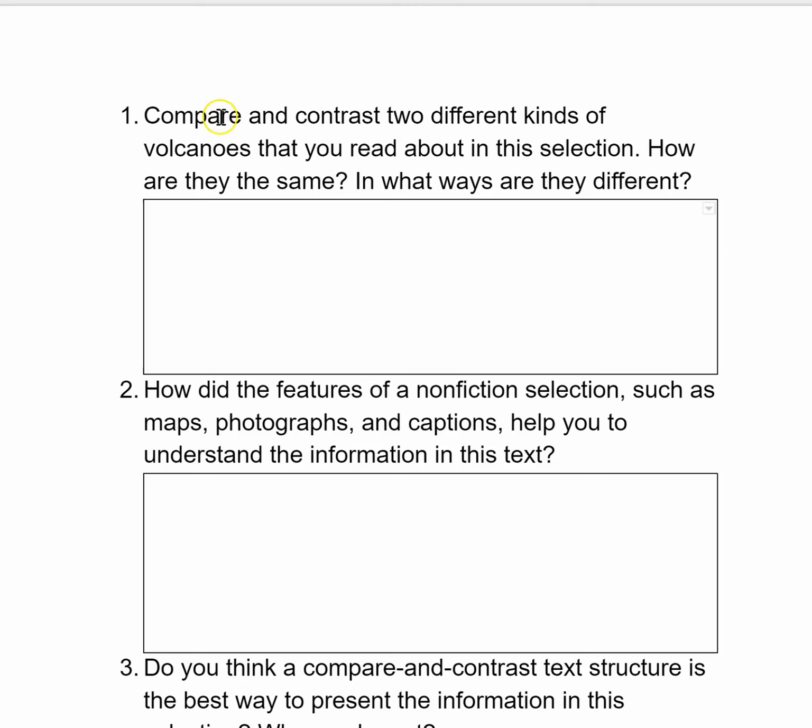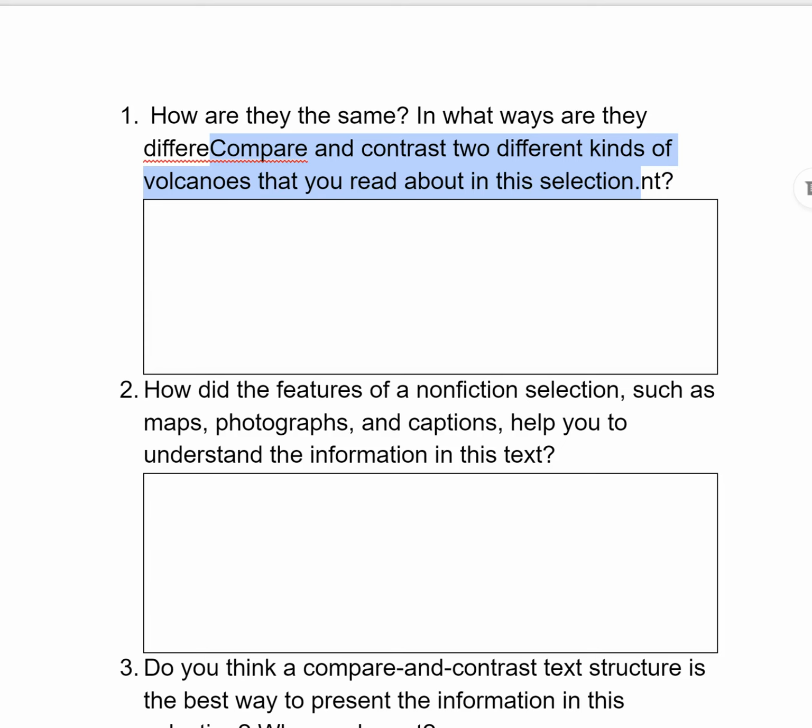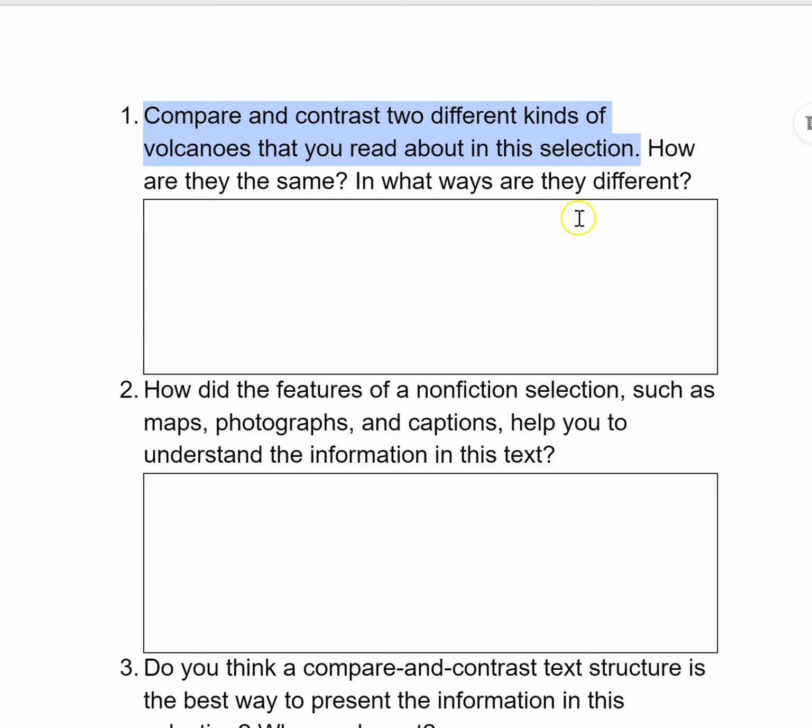So first of all, to answer this question though, you need to make sure you tell me, or whoever reads it, what are the two types of volcanoes you're comparing. So you would say, I'm comparing the shield volcano and the cinder cone volcano. And then you go on to say how those volcanoes are similar and how they are different. Make sure you let me know which two you're comparing within your answer.